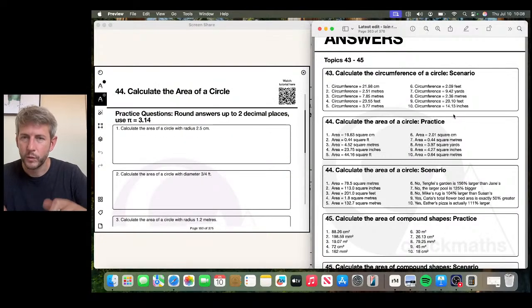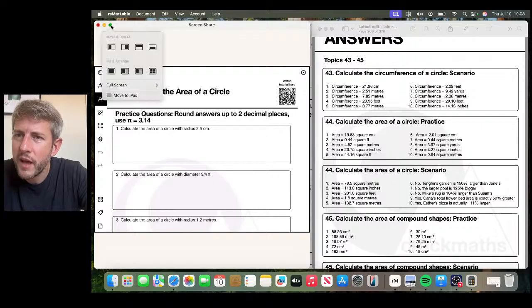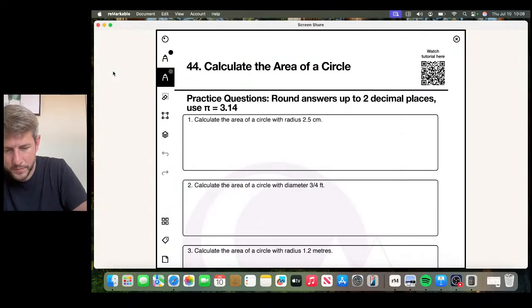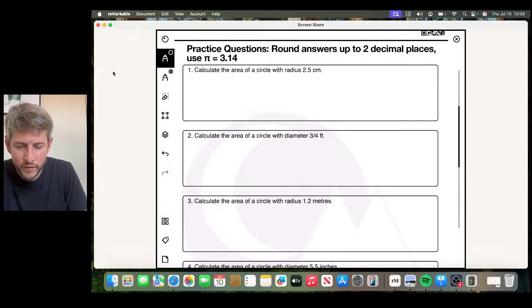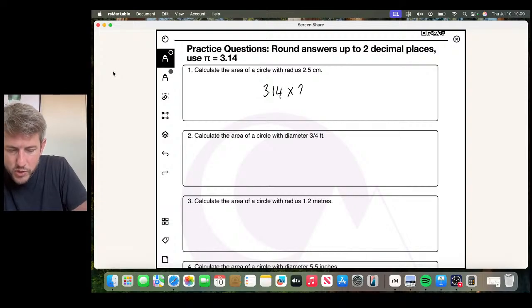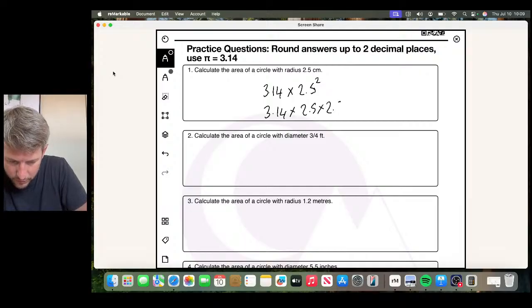Calculate the area of a circle. So, just to let you know, for this topic, the formula that you need to know is that the area equals pi times radius squared. Okay, so pi r squared is the way that we remember it. Okay, so let's have a go with this. Calculate the area of a circle with radius 2.5. So this is going to be 3.14 for pi times 2.5 squared, which is the same as 3.14 times 2.5 times 2.5.